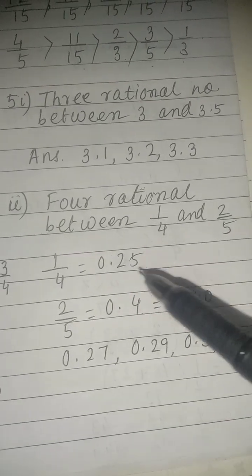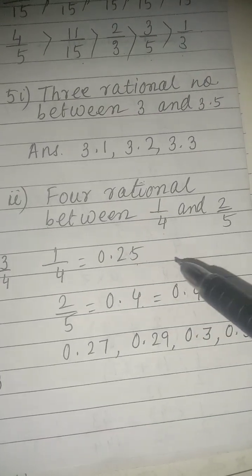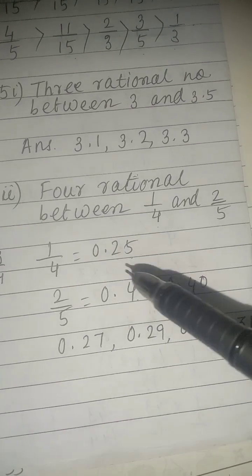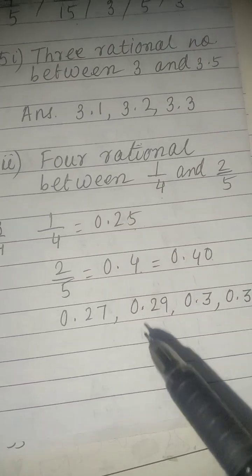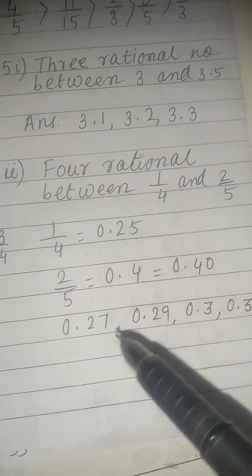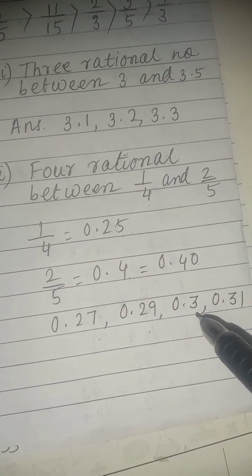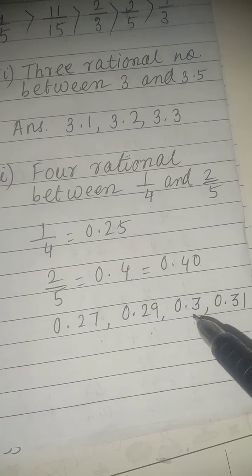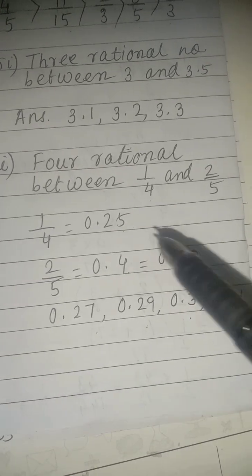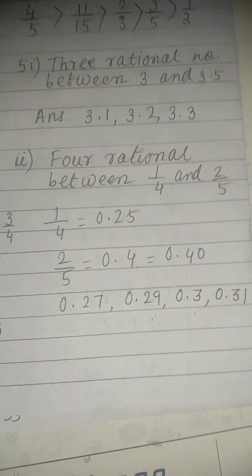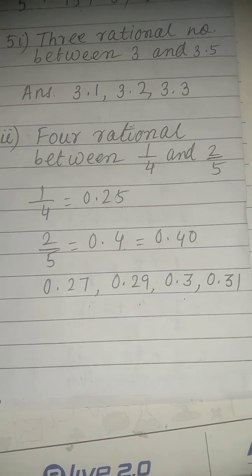Now you have the decimal numbers from 0.25 to 0.40. In between, you can write as many numbers as you get, but you have to insert only 4 rational numbers. So we have chosen only 4 randomly: 0.27, 0.29, then 0.30, which can also be written as 0.3, and then 0.31. So 14 rational numbers you can insert in between, out of which we have chosen any 4 of our choice.